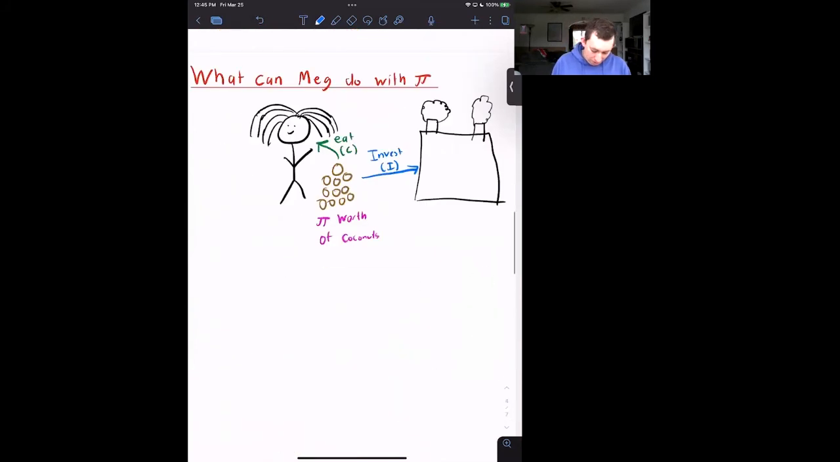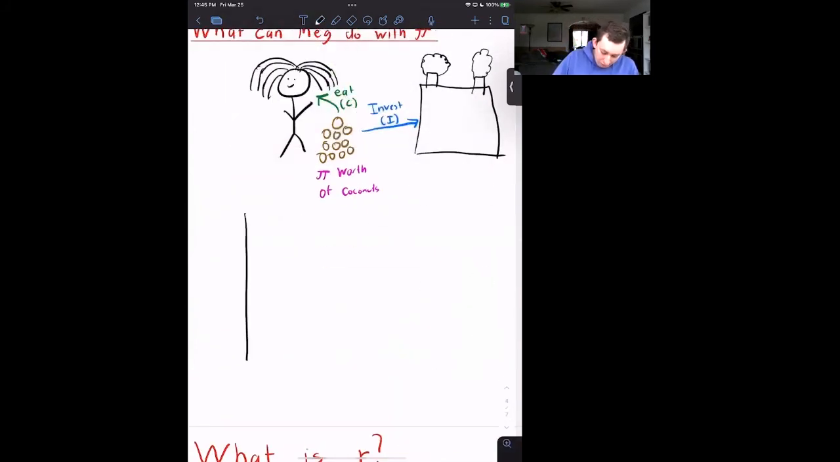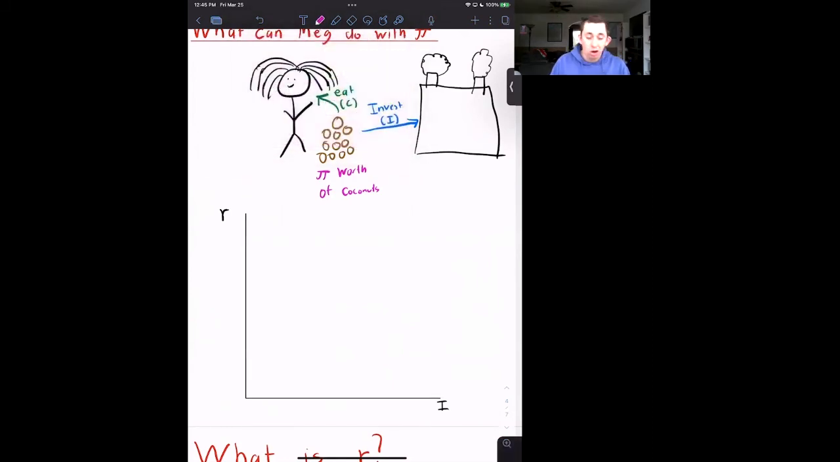because as the interest rate goes up, Bill wants to save more. Now, with Meg, remember the interest rate for Meg is a cost. It's not a benefit. The interest rate for Meg is the cost of borrowing coconuts from the bank. So let's put I over here and R up here. And I think it is clear that if R is a cost to Meg, she is more willing to invest if the cost is lower, which means that the investment curve is downward sloping like this.